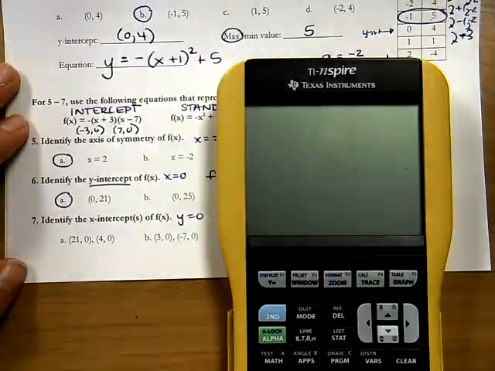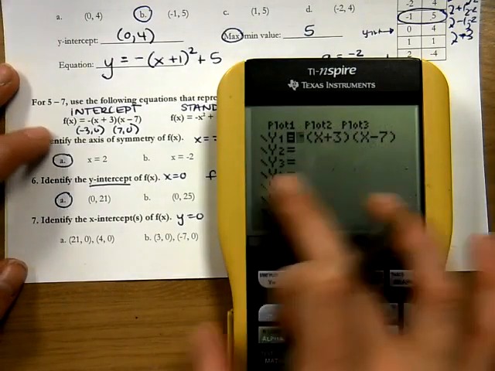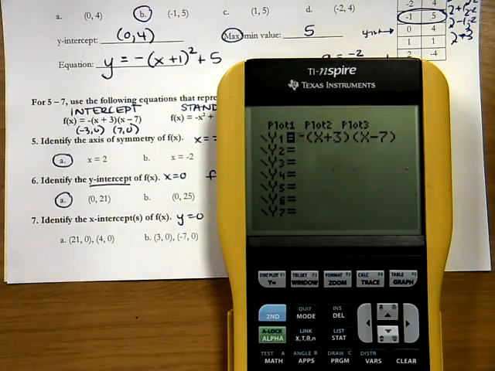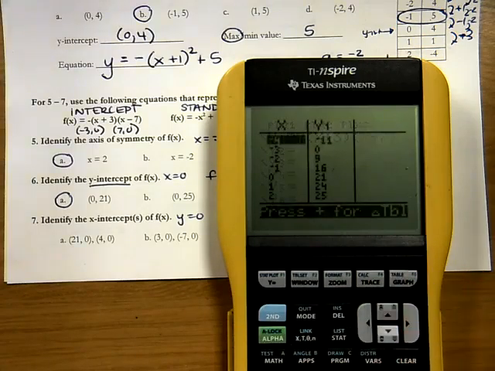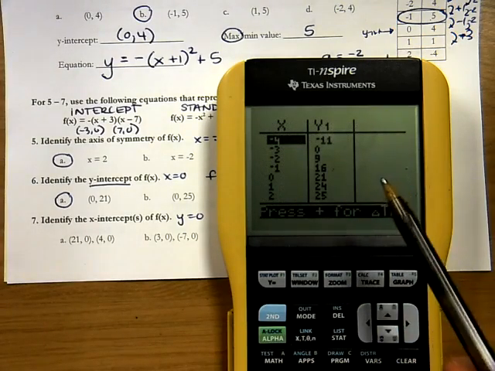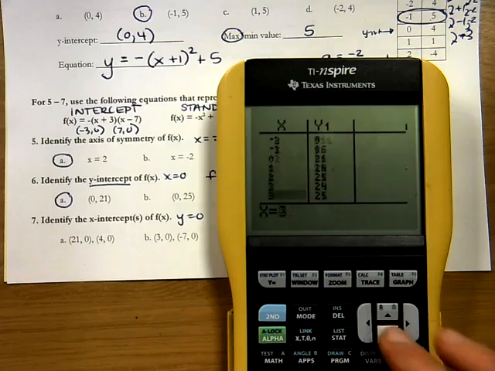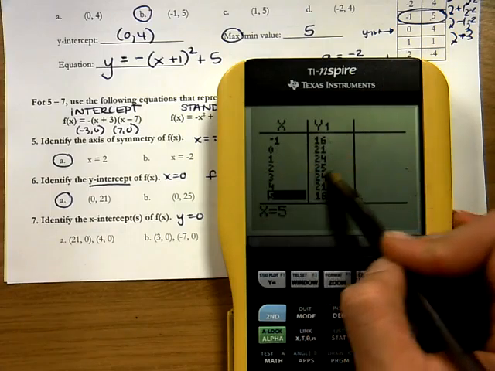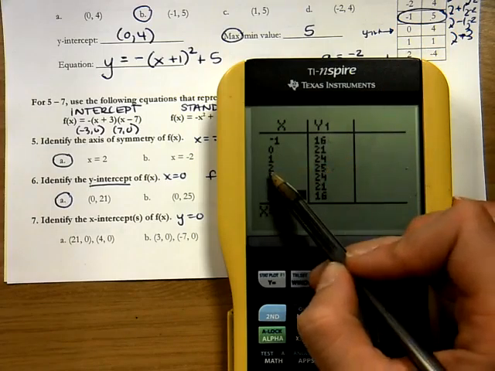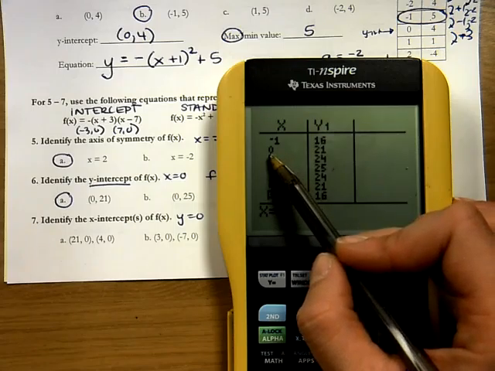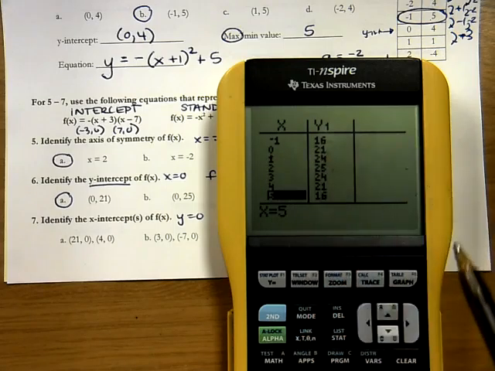The other tool that you have is to go into y equals. You could enter in any one of these equations into y equals, and then go to the table, and we can identify a lot of this information from the table. So we can see here, we're symmetrical about this point right here, which tells me that's my vertex. So that would be my axis of symmetry. My y-intercept was when x is 0, so I see that right here.